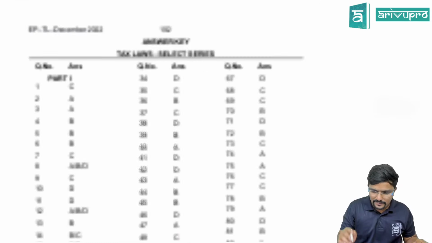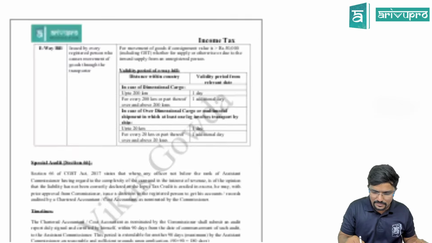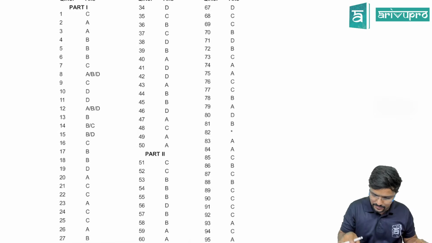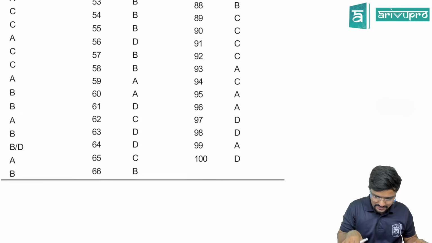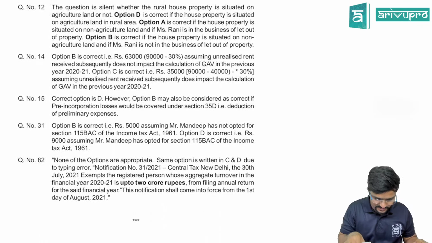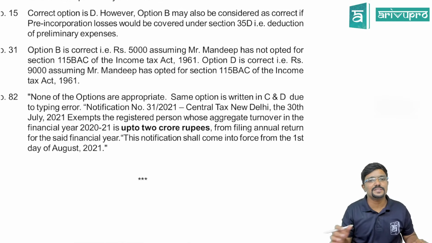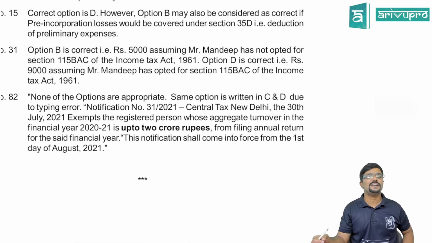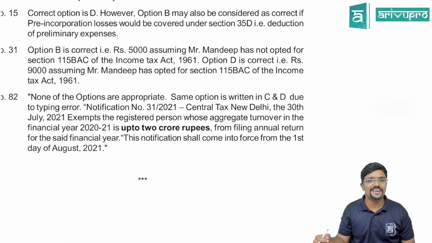Yeah, and we can see, for this question, what is the question number? 82. They have given a star. What is that star? We will see. 82: none of the options are appropriate. The same option is written in C and D. That's fine, due to a typing error.